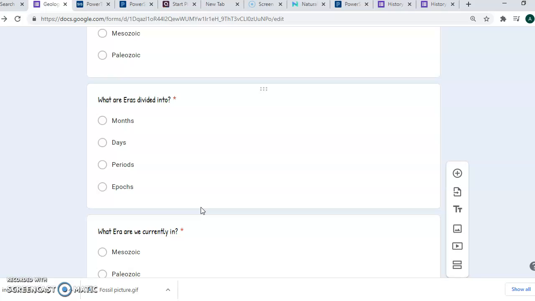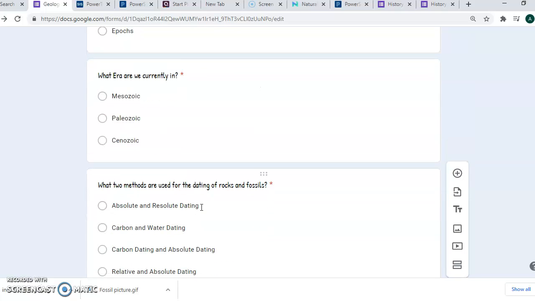What are eras divided into? Months, days, periods, epochs. What era are we currently in? Mesozoic, Paleozoic, Cenozoic.